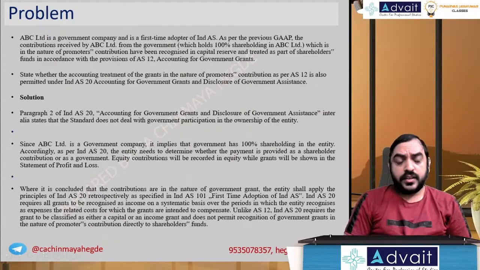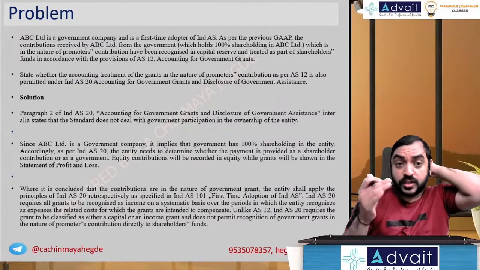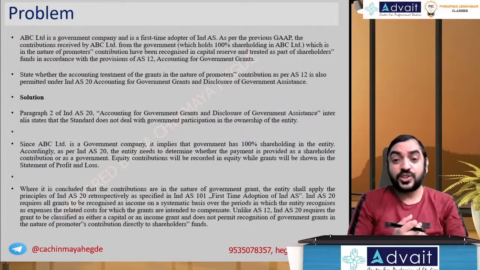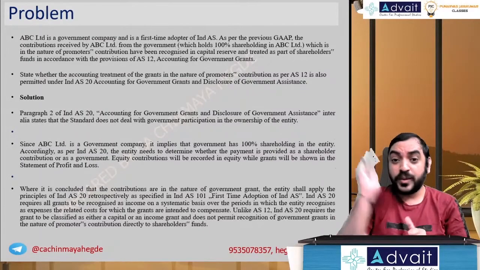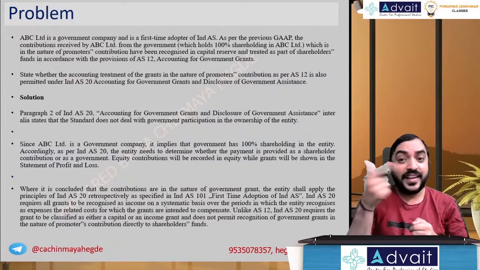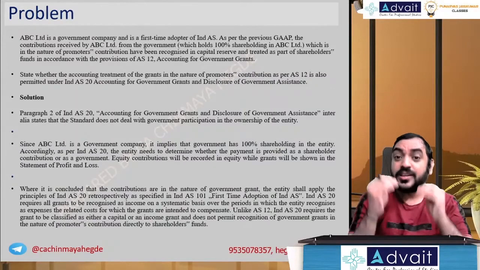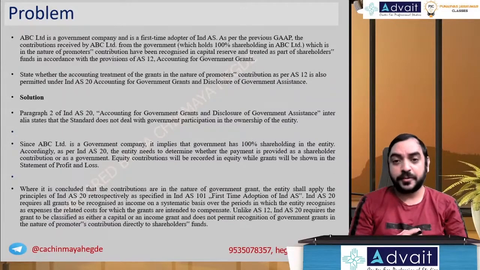ABC Limited is a government company and is a first time adopter of Ind AS, as per previous GAAP. The contribution received by ABC Limited from the government grant as per AS 12 is in the nature of promoter's grant. You know what would have been done? It would have been transferred to capital reserve, not taken to the P&L account. But Ind AS 20 does not allow that because we follow the income method. On some reasonable basis, any grant received should hit the P&L account in one year or another year.